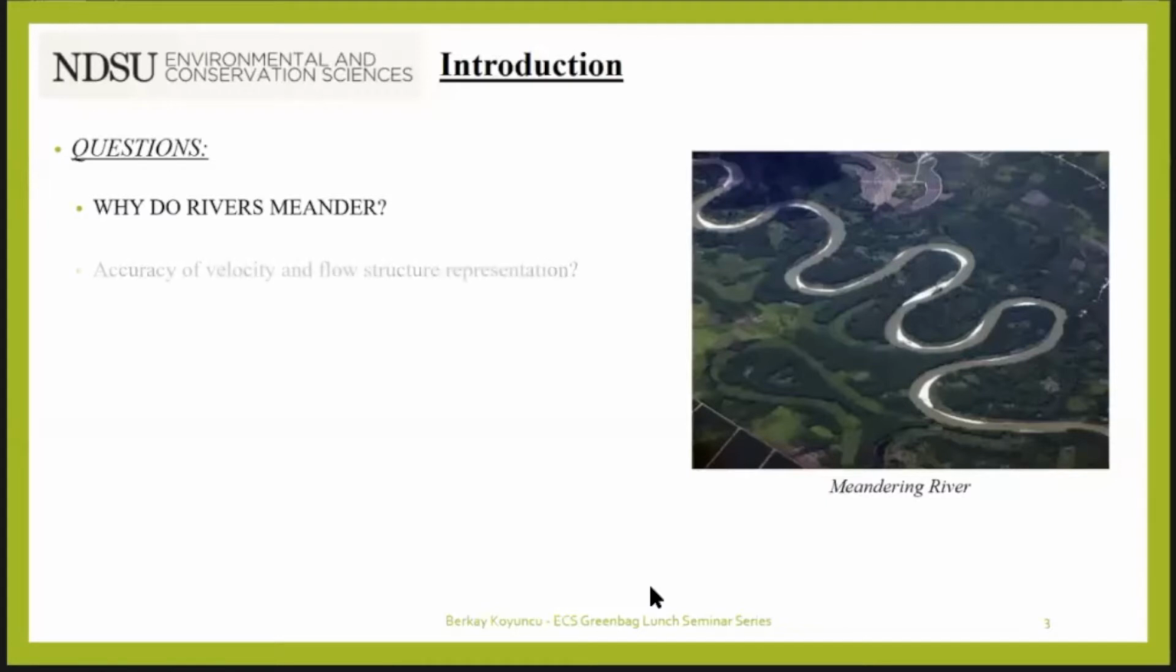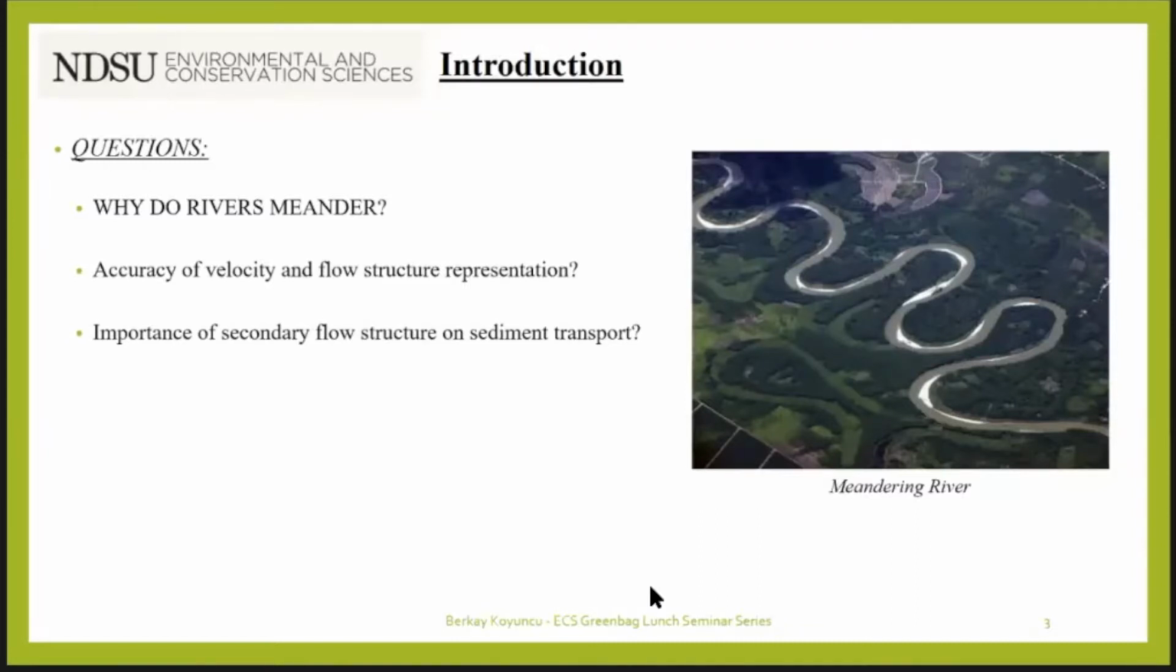So the next question in this case is how accurately we can represent this velocity and flow structure in a natural channel. And the third question is more specific. In this case, what is the importance of the secondary flow structure, which is a very important fundamental of sediment transport? Basically, I will explain in more detail, but secondary flow structure is a different kind of flow in the transverse direction, and that is affecting sediment transport a lot. Like it's changing the bed pretty importantly. And the last part is related to our contribution.